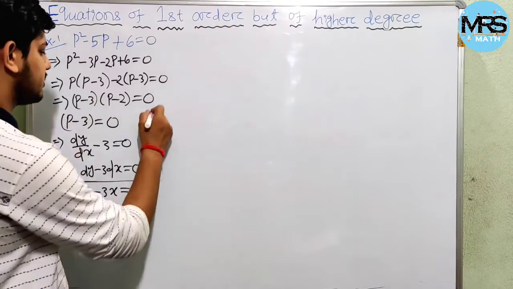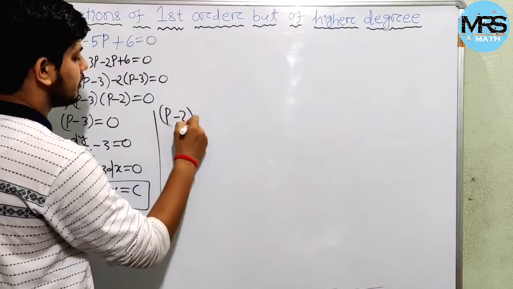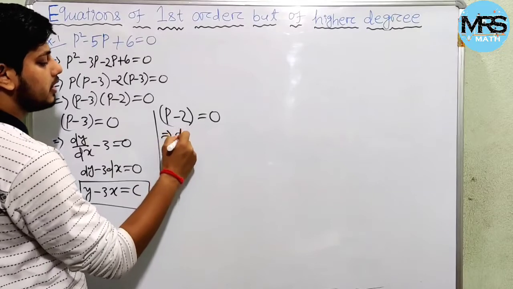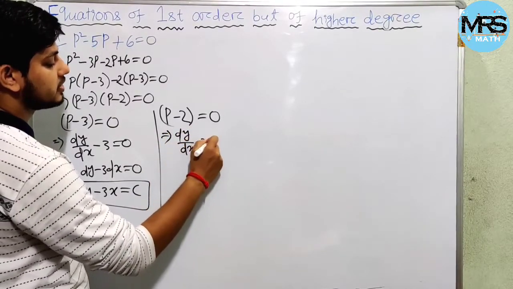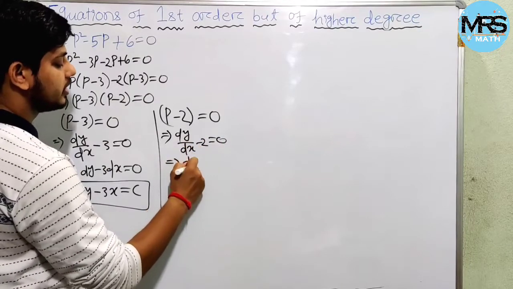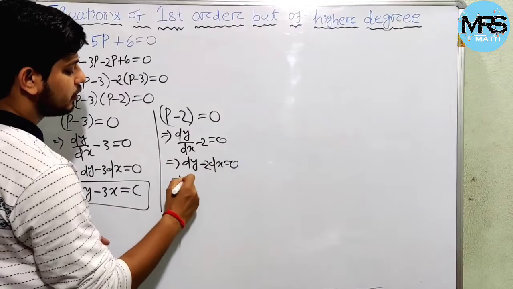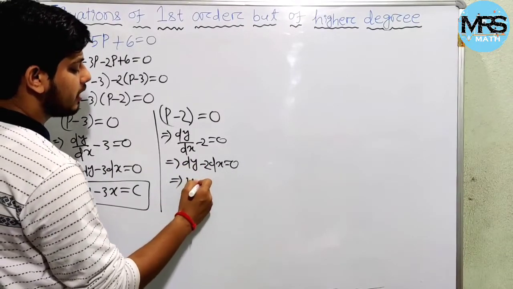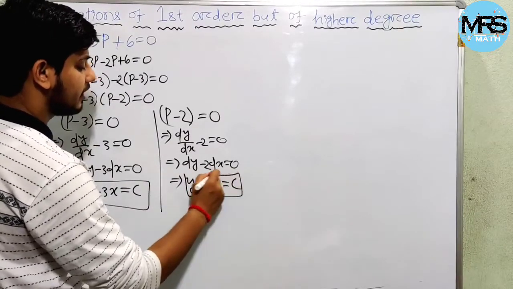Then another factor if you take, that is p minus 2 equal to 0, right? Then we will represent p as dy by dx, minus 2 equal to 0. Then here dy minus 2 dx equal to 0, which implies by integrating we will get y minus 2x equal to c.